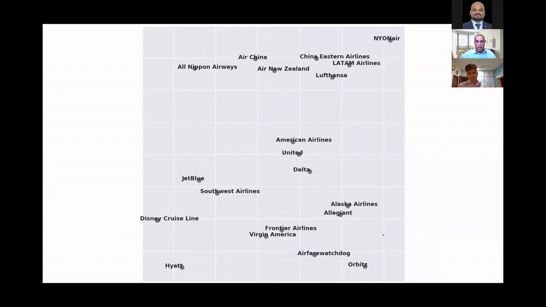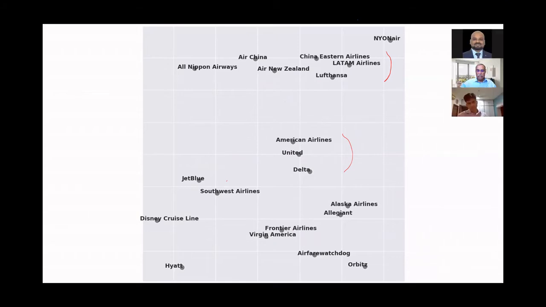And you can see here Air China, Air Nippon, Air New Zealand, China Eastern Airlines, LATAM, Lufthansa, many of the international airlines here, American, United, Delta, the main airlines in the US, and then JetBlue, Southwest, more of the discount airlines. And then you see here Disney Cruise, right? And then you have Frontier Airlines, Virgin America, Alaska, and Allegiant.